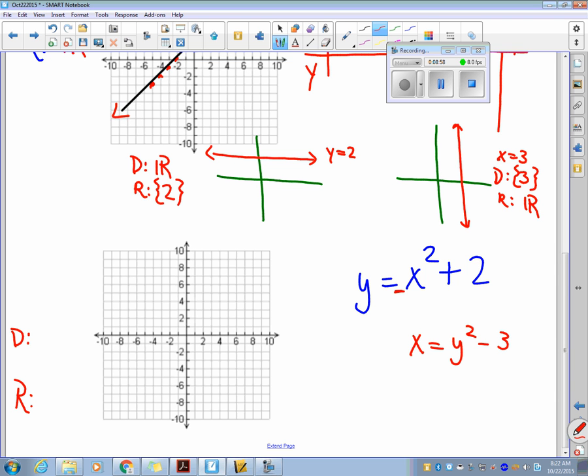But for this one, please graph this one in your calculator. If you don't remember how to do that, raise your hand, and I'll help you out.